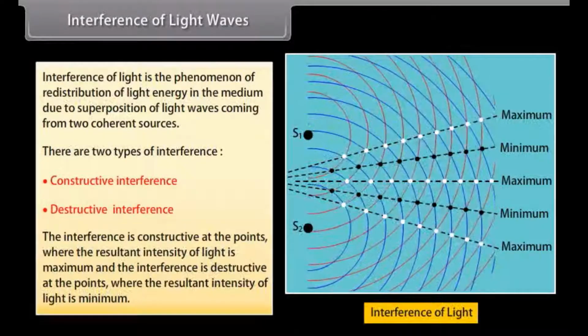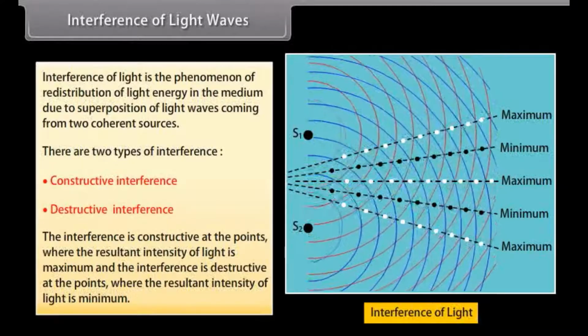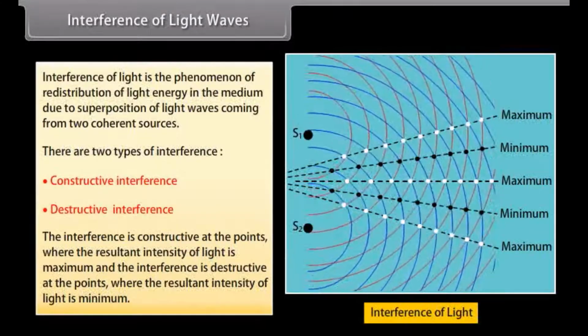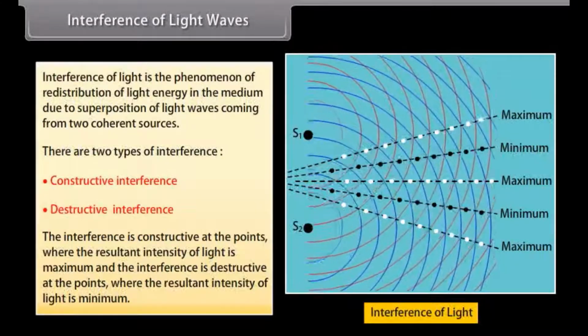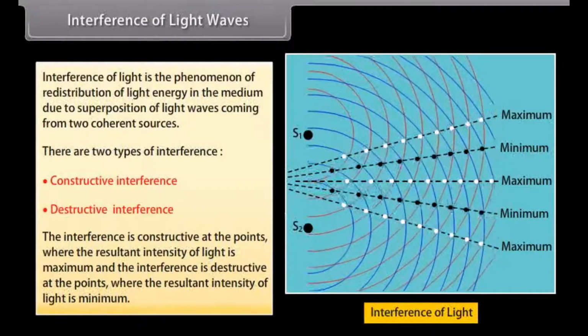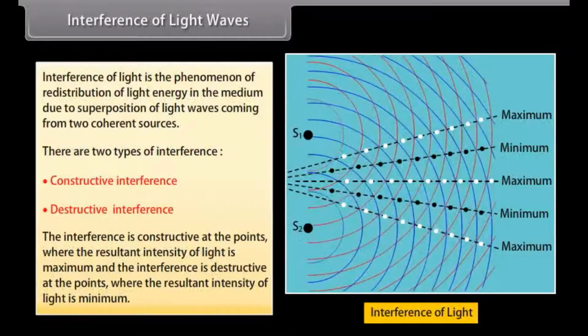The interference is constructive at the points where the resultant intensity of light is maximum, and the interference is destructive at the points where the resultant intensity of light is minimum.